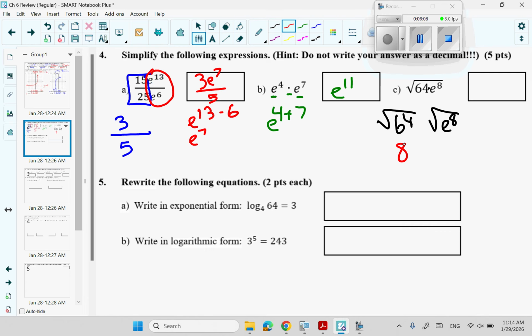The square root of e to the 8th is a little bit more complicated, except if you remember that this is an implied 2, and I can rewrite this as e to the 8 over 2, and then I can just do 8 divided by 2 in the exponent. 8 divided by 2 in the exponent gives me e to the 4th. So my answer, 8e to the 4th.